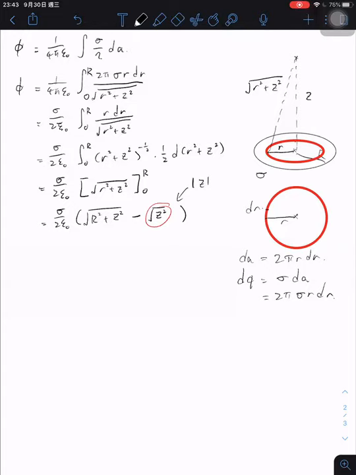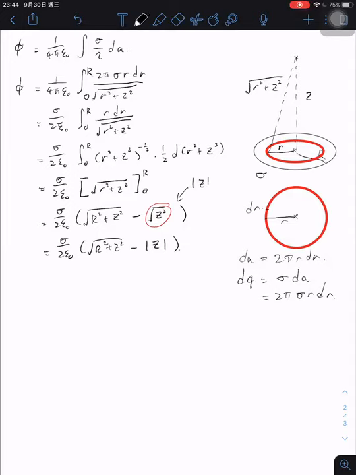We didn't specify whether the observer is on top of the disk or below the disk. If the observer is below the disk, then z should be a negative value. So when we square it and then take the square root, we should take the absolute value. Now we have our solution here: minus the absolute value of z.